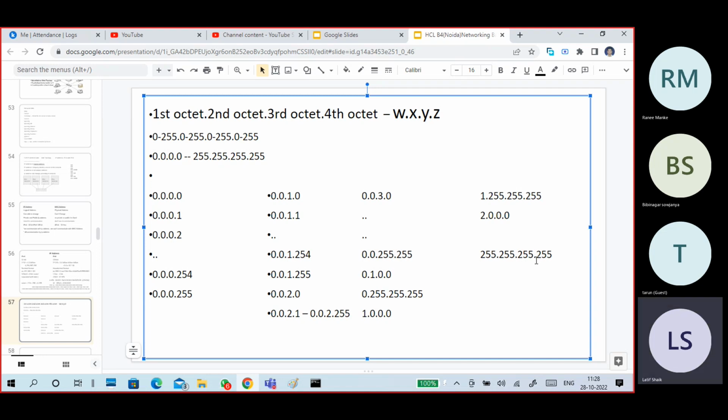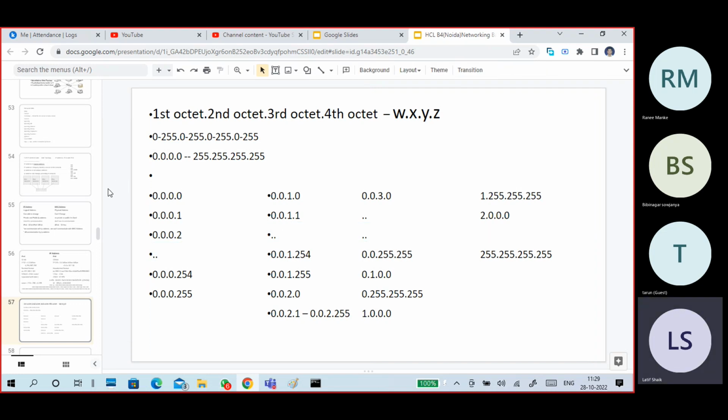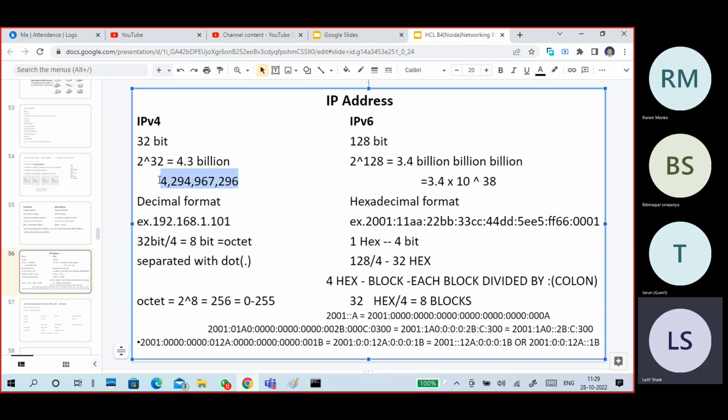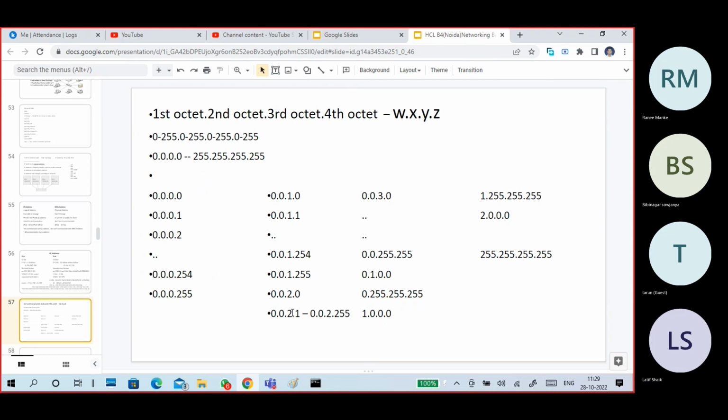So finally, we reach that sequence. This is the last IP address in the entire IPv4. This is the first IP address in the entire IPv4. This is the range of total IP addresses. The total from here to here, if you write one by one, is 4.3 billion IP addresses. The exact number is this one. These many IP addresses we will get.